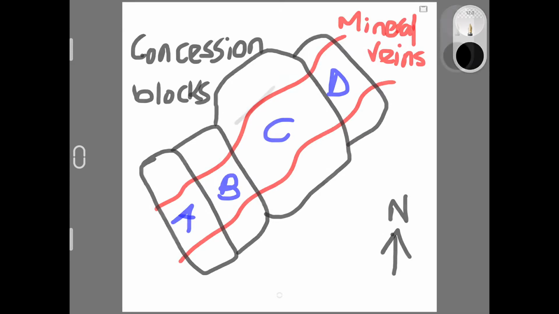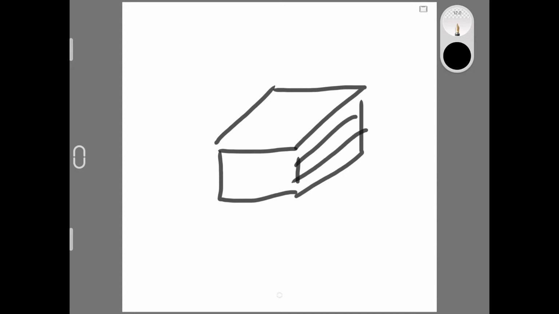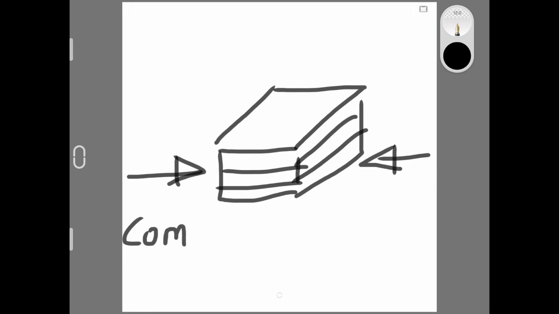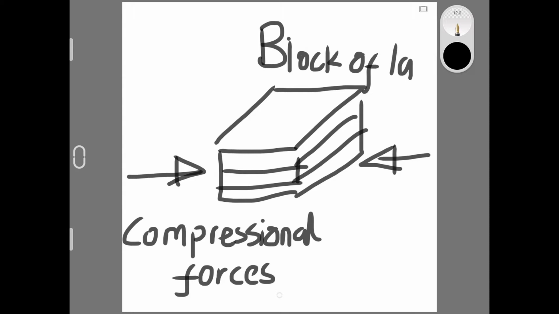But for us to understand further how they formed, I'll talk to you about a process called folding. This is where you have a block of land which has several layers, where it is subjected to compressional forces. These are forces caused by earth movement, and they compress this land. So the forces move towards one another. That's why I drew the arrows that way.